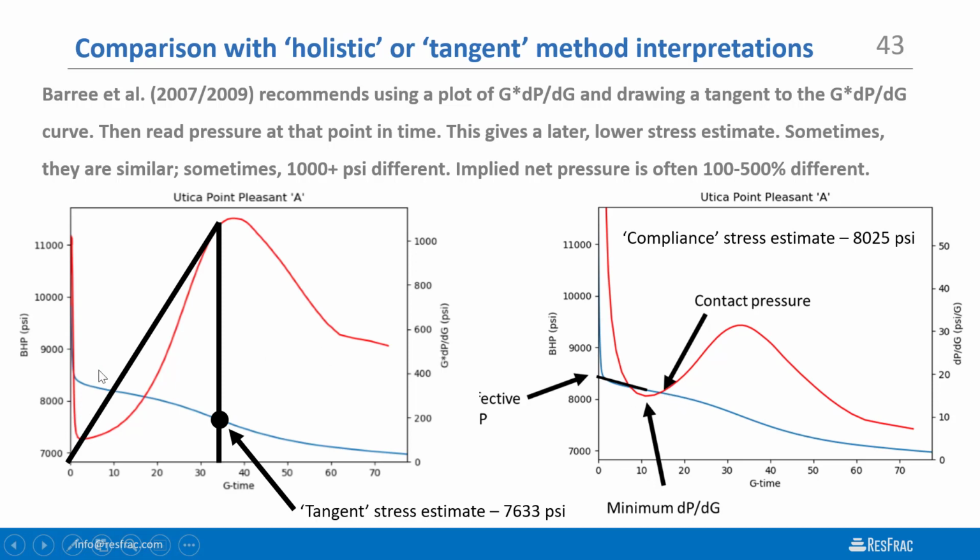Versus the tangent method, if we took that same data, we took the G times dP/dG plot, we take this tangent up here, we would arrive at 76,300. So the difference in these two estimates is maybe 500 psi. Oh, here we go. So it's just about 500 psi. So if you divided 500 by 8,000, you might say, well, it's not that big of an error. It's only a few percent, 4% or something.